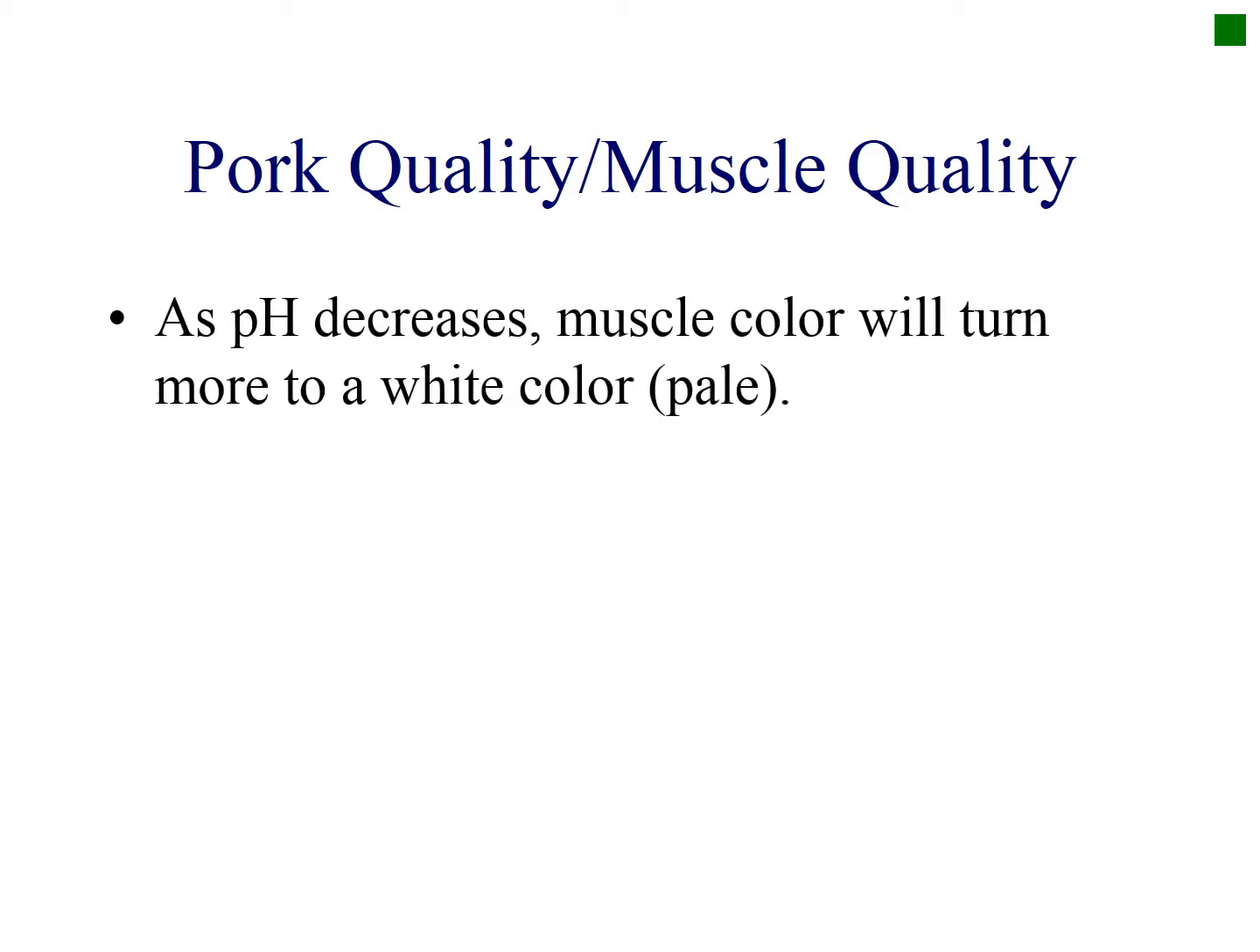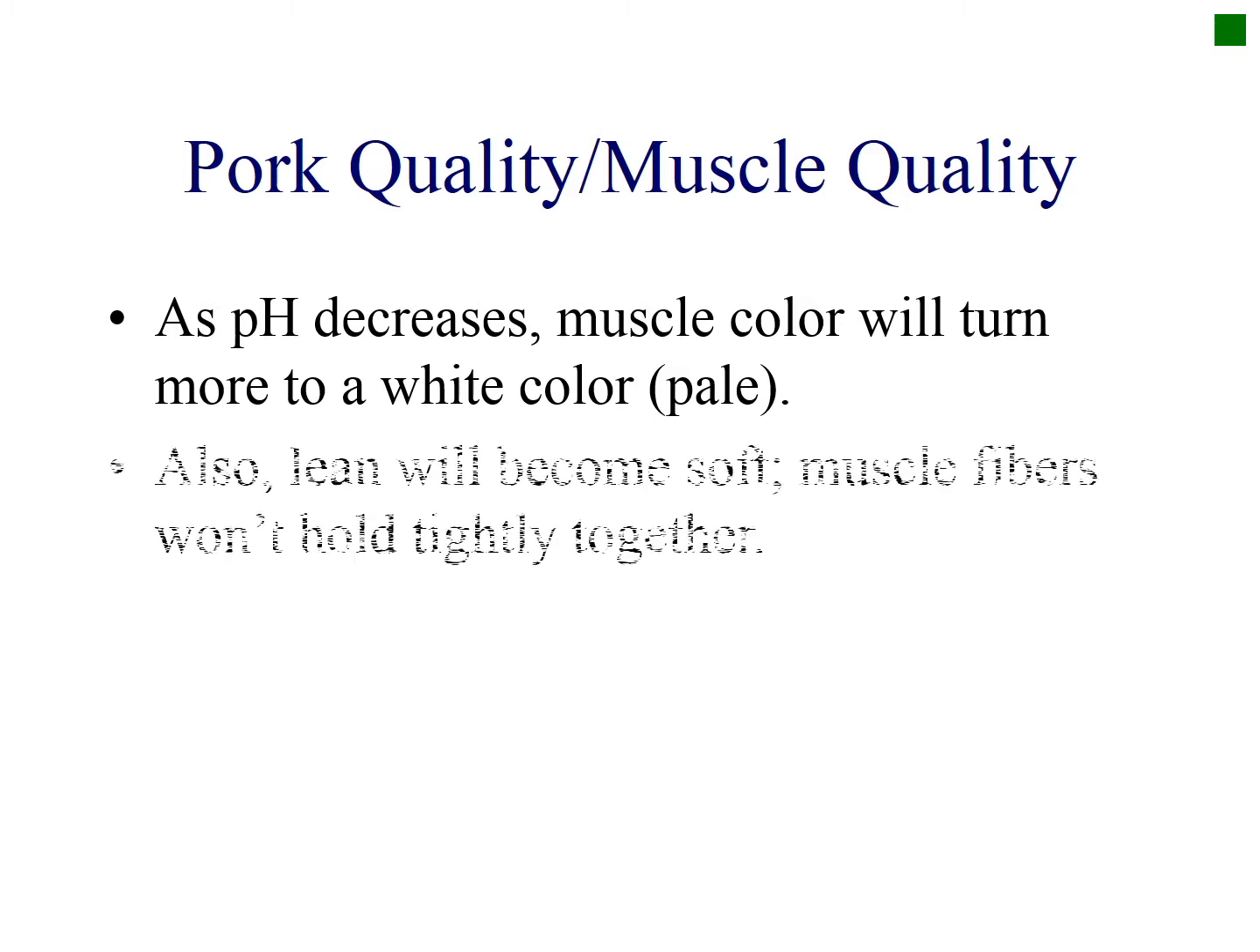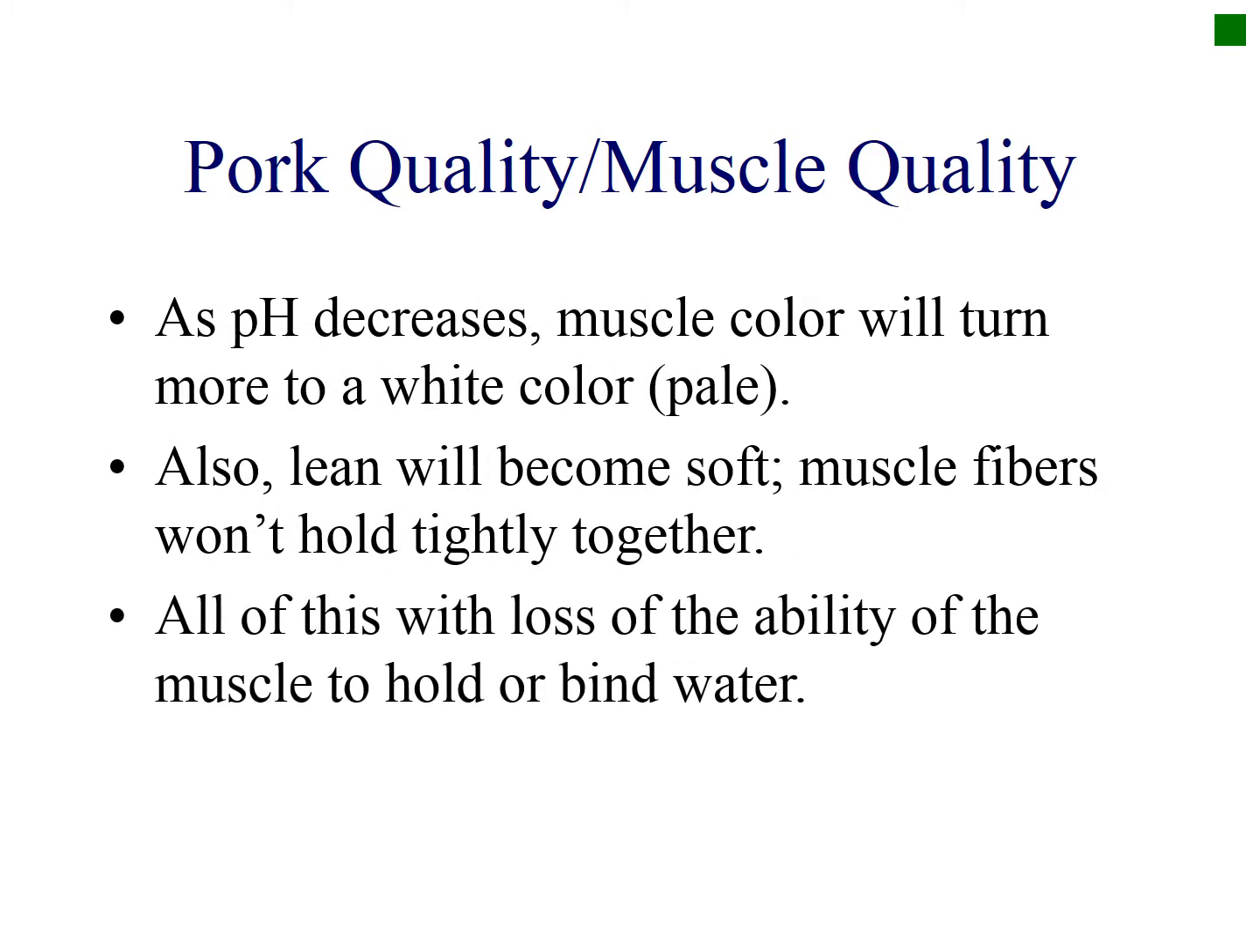So as that pH decreases, that muscle color will actually turn more to a palish white color. You're also going to become a lot softer. The muscle fibers basically don't hold tightly together, so you get this lack of firmness that happens with this pH decline. And so all that will also lend itself into the ability of that muscle to not hold or bind any water. So that's where you get the P, the S, and the E, pale, soft, and exudative.